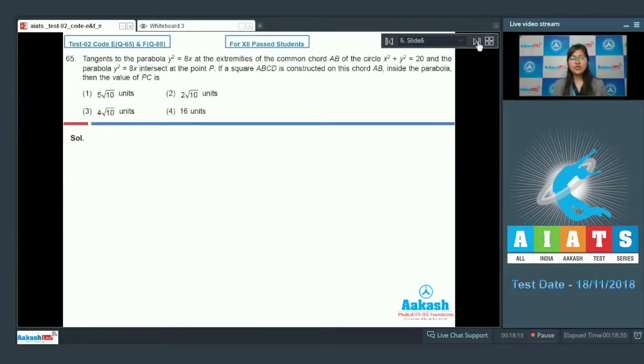Now let us discuss question number 65, that is tangents to the parabola y square equal to 8x at the extremities of the common chord AB of the circle x square plus y square equal to 20 and the parabola y square equal to 8x intersect at the point P. If a square ABCD is constructed on this chord AB inside the parabola, then the value of PC is. So let us firstly here draw the diagram.